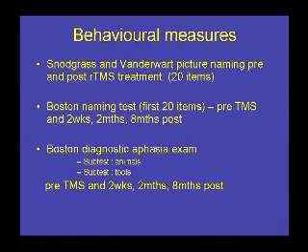Okay, so the behavioural measures were the Snodgrass and Vanderwart picture naming, pre and post rTMS, the Boston naming test, and this was measured pre-TMS, 2 weeks post, 2 months post, and 8 months post. And then finally the Boston Diagnostic Aphasia Exam, and 2 subtests of that, the animals category and tools category. And they were also tested at pre-TMS, 2 weeks, 2 months, and 8 months post.